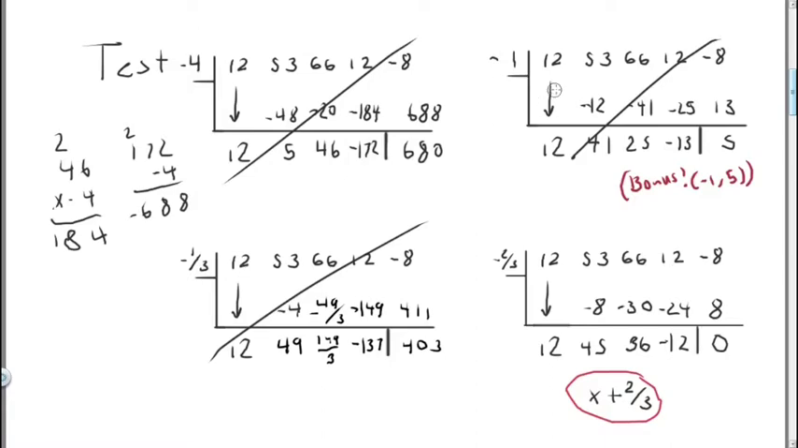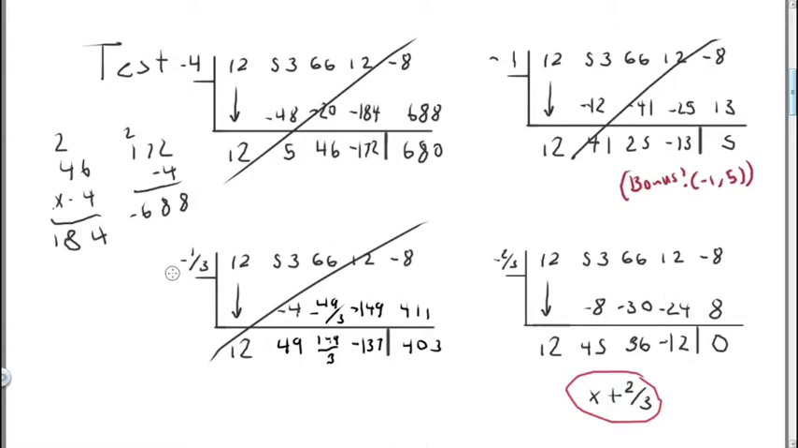So -1, drop down the 12. -1 times 12 gives you -12. 53 minus 12 gives you 41. 41 times -1 gives you -41, 66 minus 41 gives you 25. Multiply that by -1, you get a -25, so 12 minus 25 gives you a -13, and then you multiply that -13 by -1, and you get a positive 13, and -8 plus positive 13 gives you 5. So I got a bonus coordinate. Hooray! So I figured it must be less than -1, or technically more than -1.